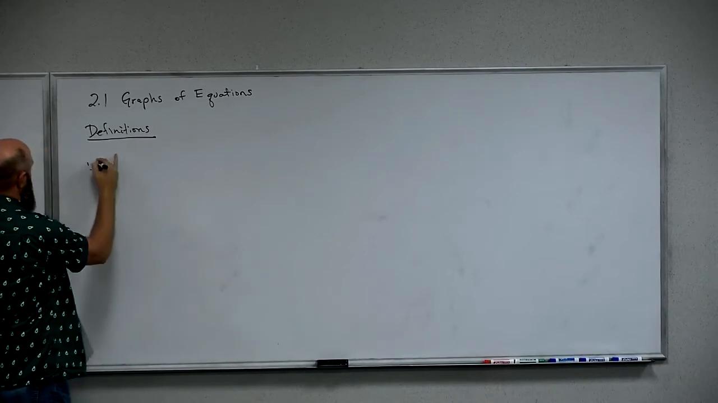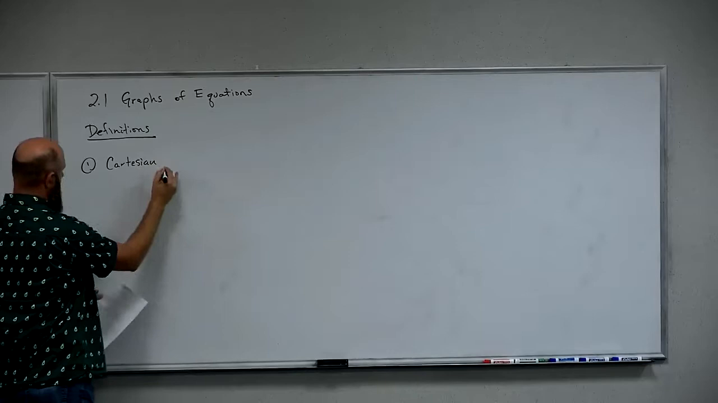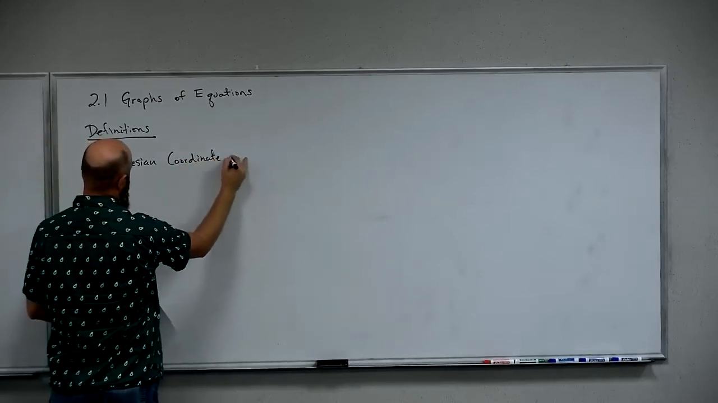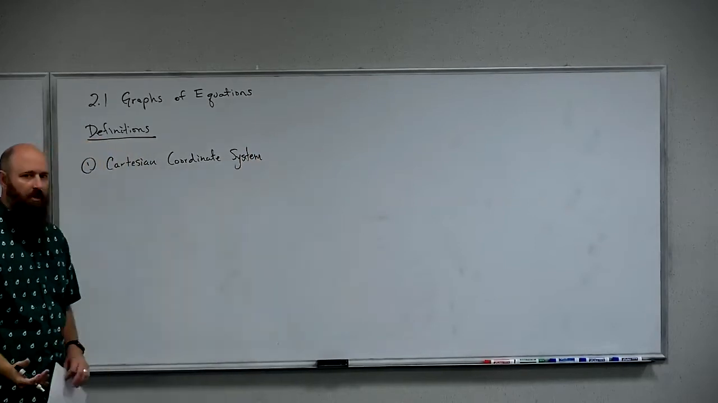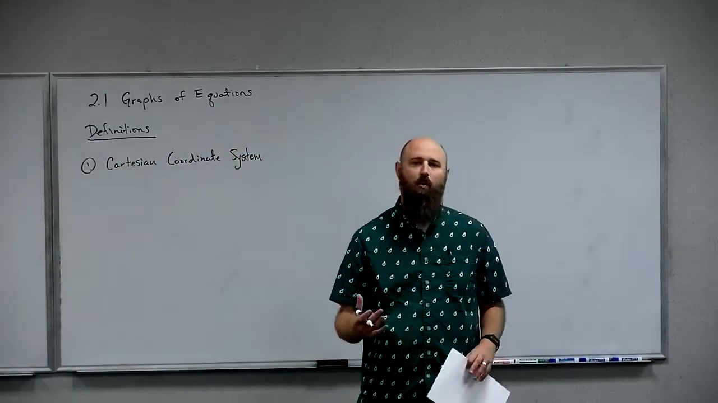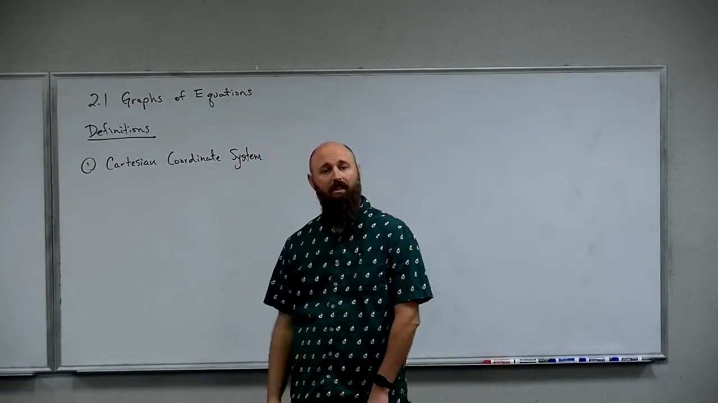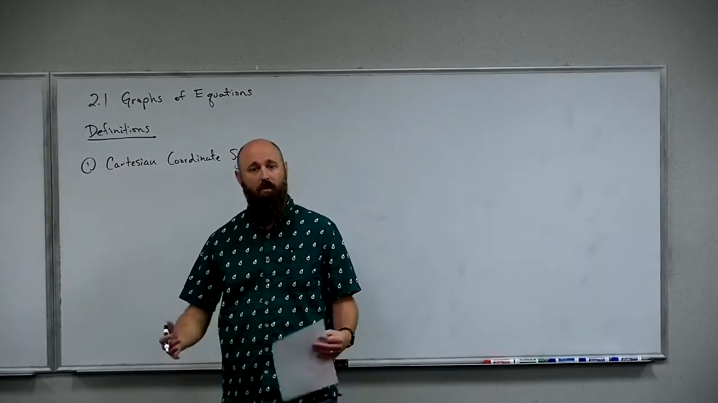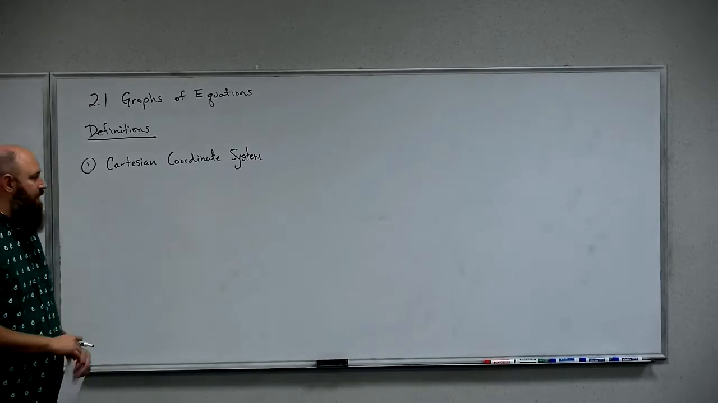So our first definition is called the Cartesian coordinates system. Now, you may have also heard this as the rectangular coordinate system, or just simply the XY plane. Those are the names for it, okay? But it is called the Cartesian coordinate system. Descartes discovered this or came up with this, and so he got to name it. They typically put their name on those types of things.